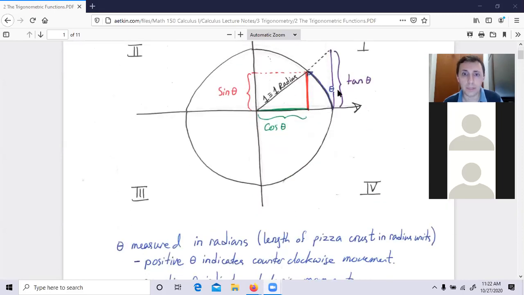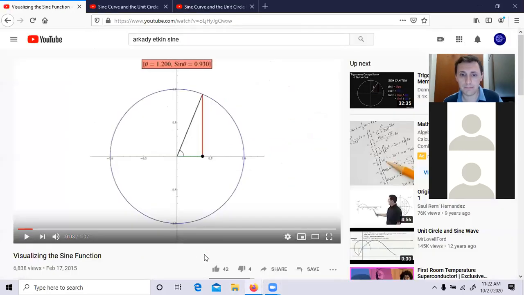Sine of 0 does not equal 1. At 0, sine is 0. At pi, sine is 0. And 1 is at pi over 2. Let's again see that in the animation. Look at it, guys. Look at the animation.